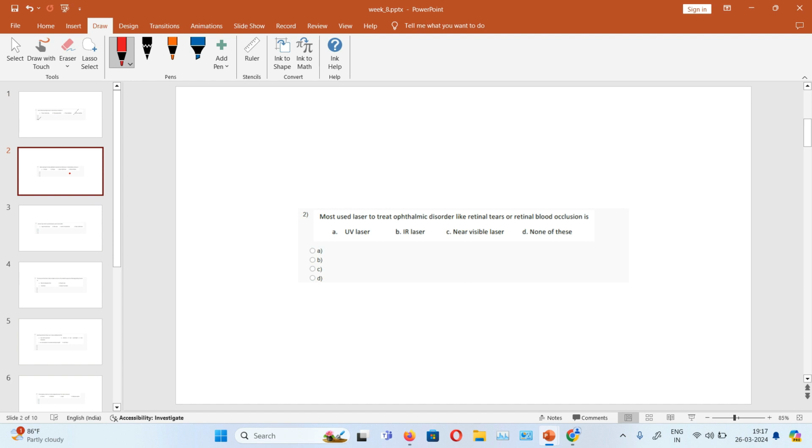The most used laser to treat ophthalmic disorders like retinal tears or retinal blood occlusion is? We have already seen different types of retinal diagnosis and treatment using LASIK and other things. There we saw that in ophthalmic surgery and other procedures, we are not using IR lasers, we are actually using near visible lasers. So the answer is C. IR lasers can also be used for different things, but yeah.